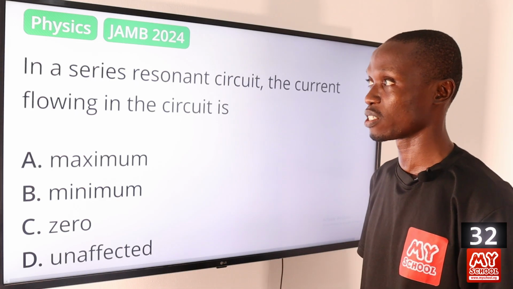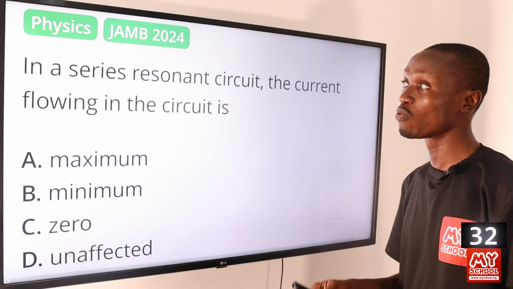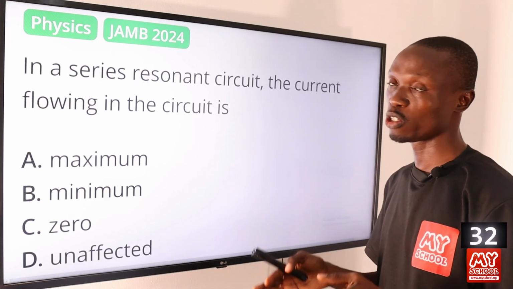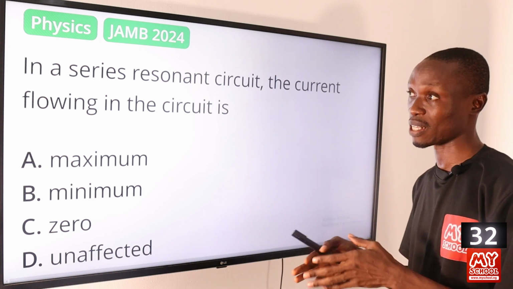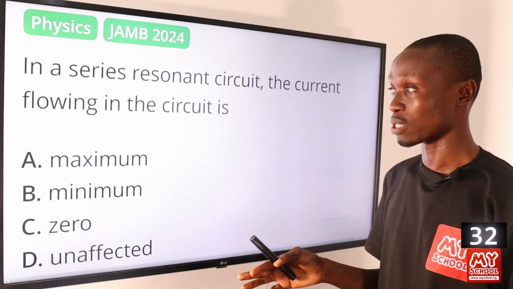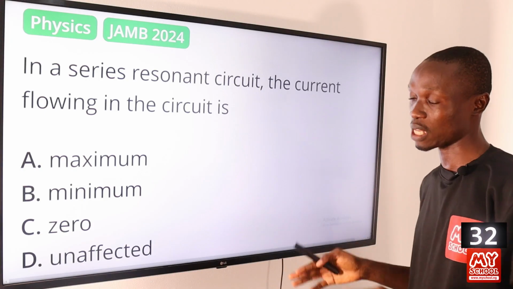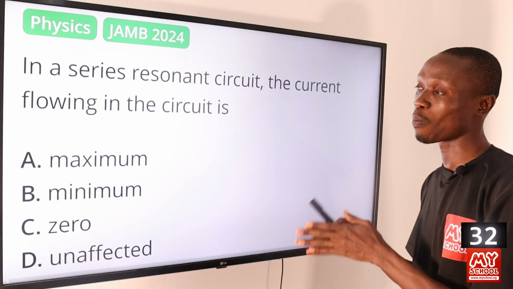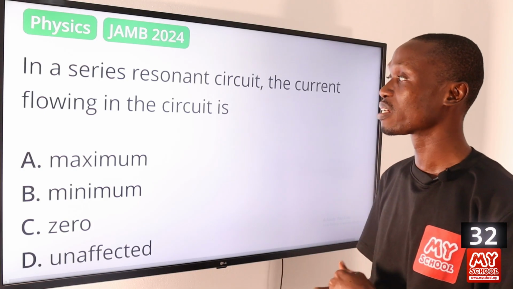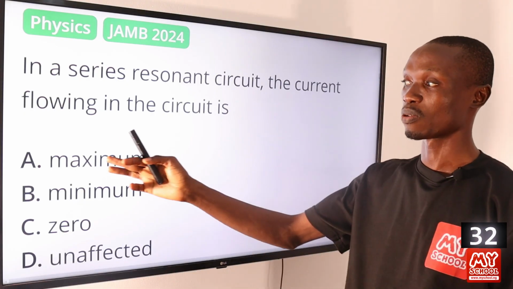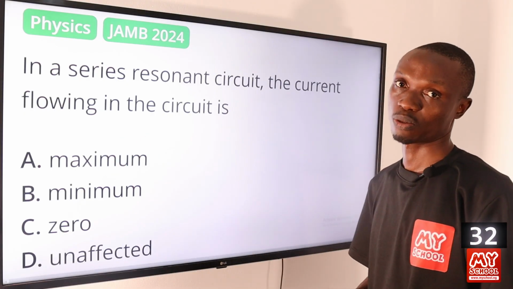The reason for that is because in a resonant circuit, the inductive and the capacitive reactances cancel each other out, minimizing the total impedance. This allows for maximum current to flow for a given voltage. That makes option A the correct answer to this question.